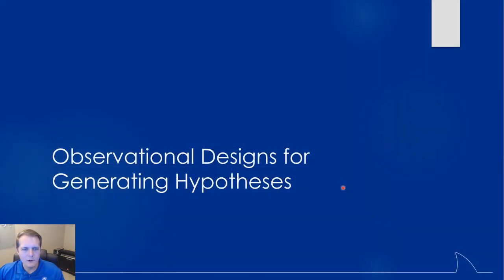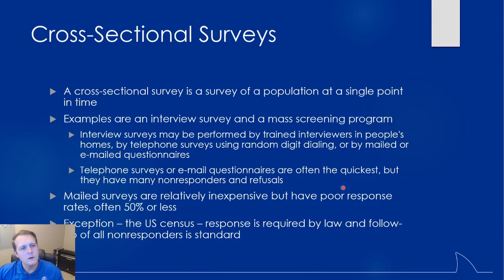So let's look at our observational designs for generating hypotheses. The first thing we want to talk about is going to be our cross-sectional surveys here. So this is basically looking at a population at just a single point in time. And so as an example here, maybe we do like a survey. Maybe we have trained interviewers that are either going to people's homes, or they're calling people, or they are mailing out questionnaires and things like that.